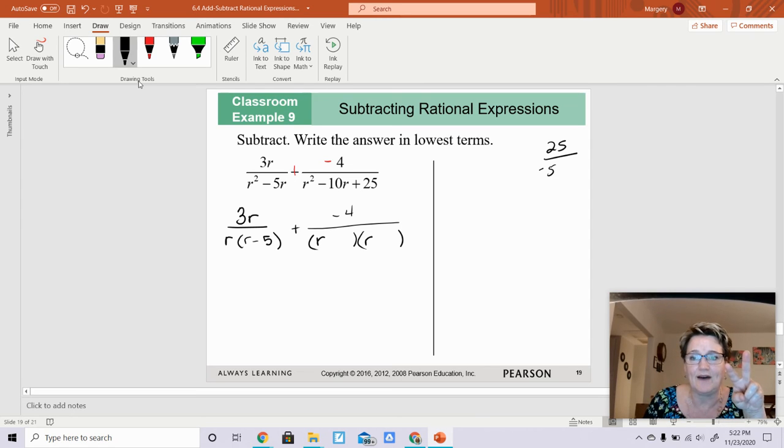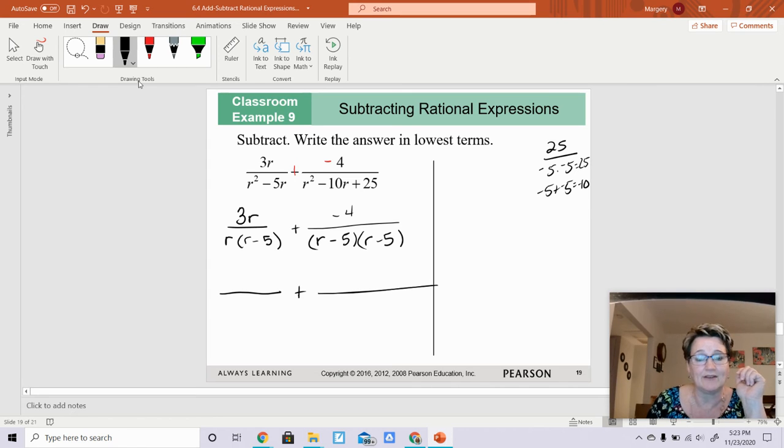So a negative 5 times a negative 5 is 25. Negative 5 plus a negative 5 is a negative 10. So I know that these are my two factors. So now what you're going to do is find a common denominator. The common denominator is going to be huge. First of all, I need them both to have an r. This has an r minus 5 and this has an r minus 5. So I can scratch those out and just use it once. So there's my r minus 5.